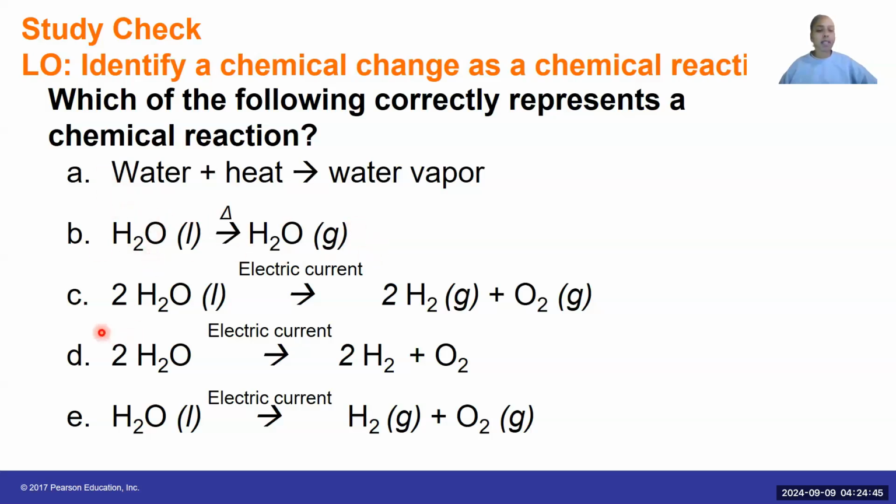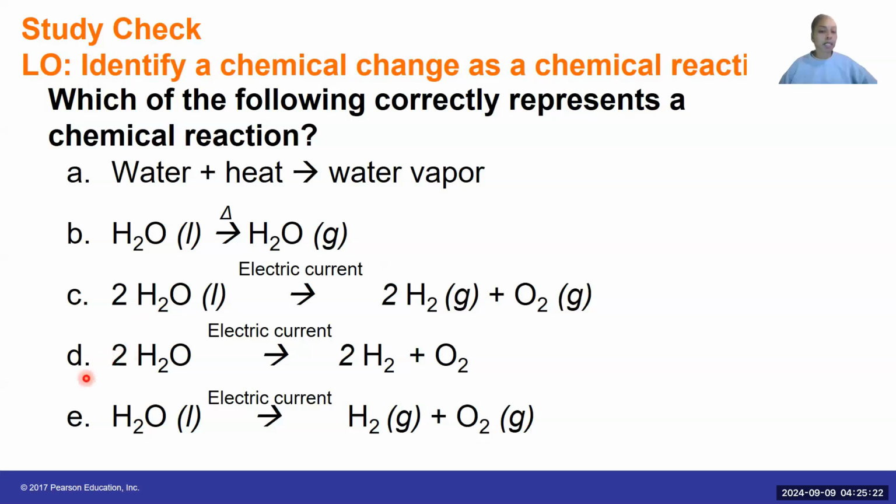How about C? 2 water molecules liquid with an electric current gives us 2 hydrogen and 1 oxygen. Is that correct? 2 times the 2 next to the hydrogen gives us 4, okay? And 2 times this 1 oxygen gives us 2. Do we have the arrow? Do we have the information, the electric current? And we have the physical states. I think that's a chemical reaction.